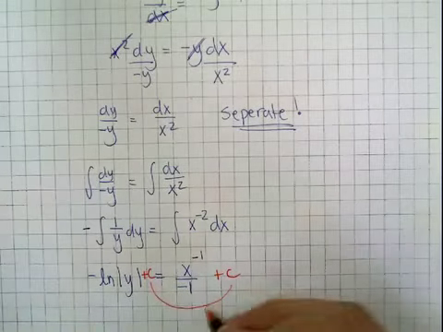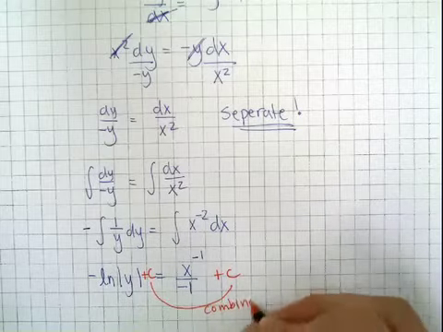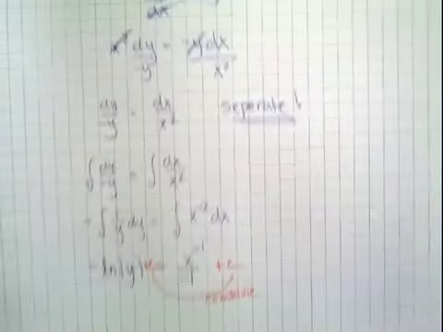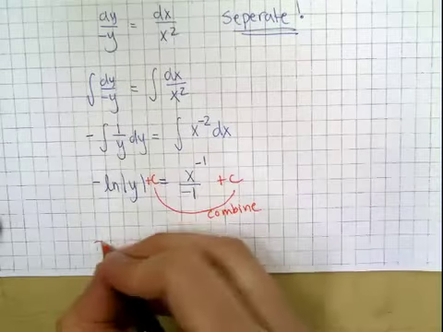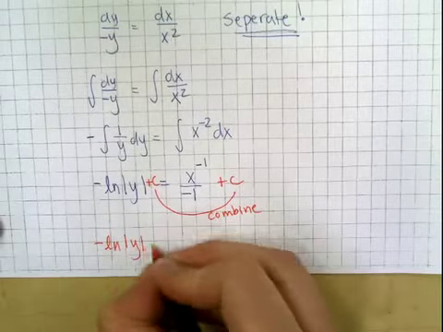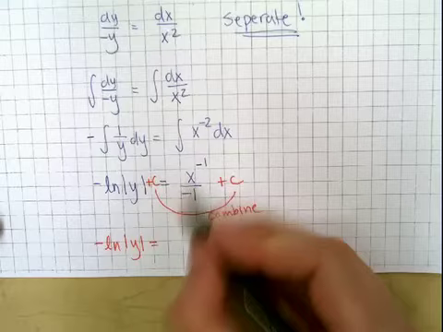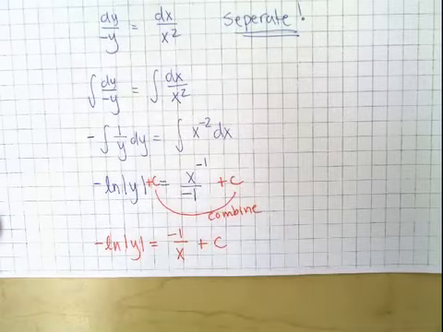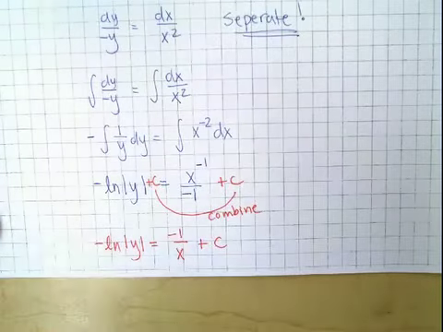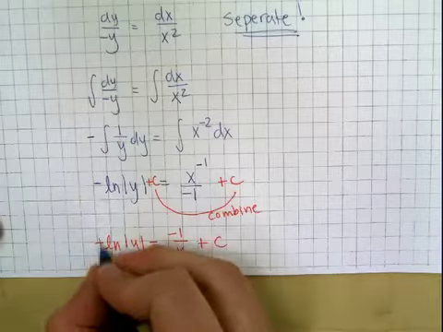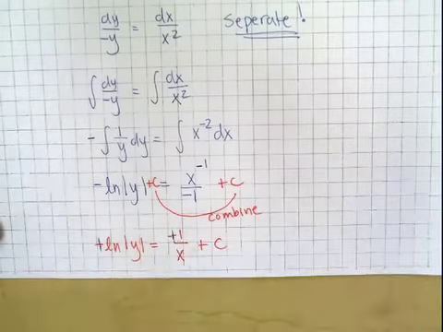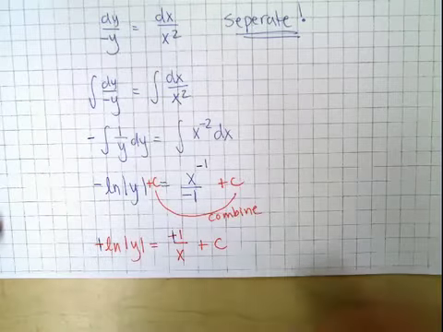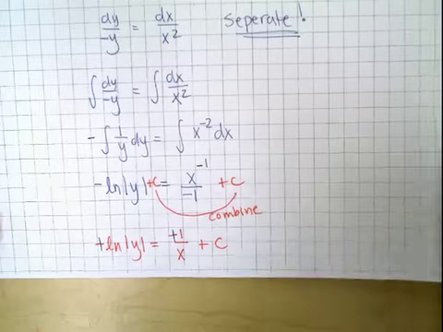So what I'm going to do is combine these together. We don't really need 2 plus c's. So I'm going to combine them together and make this a little bit easier and say I have negative natural log absolute value of y equals, let's fix this up a little bit, negative 1 over x to the first plus my combined c. Looks a little better like this. Then I don't want this negative natural log. I want to make it positive. So positive 1 over x. And I could make this a minus c, but it doesn't really matter. It's just a random constant. Plus or minus doesn't matter too much.